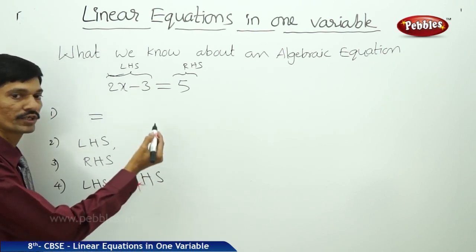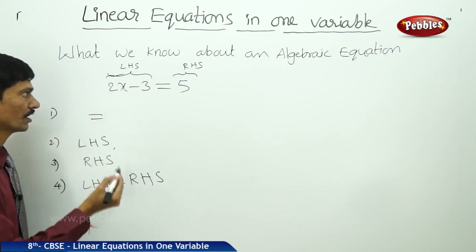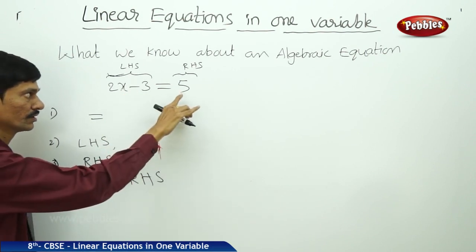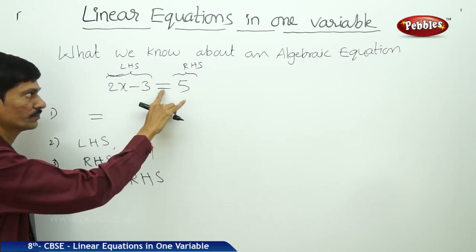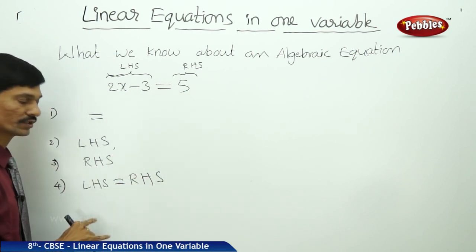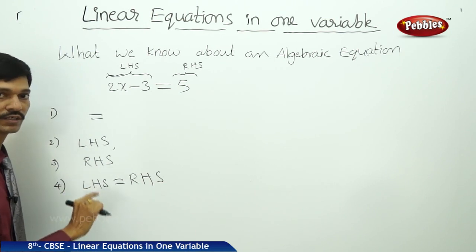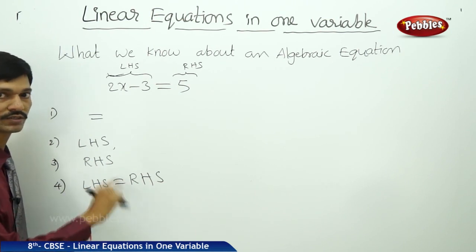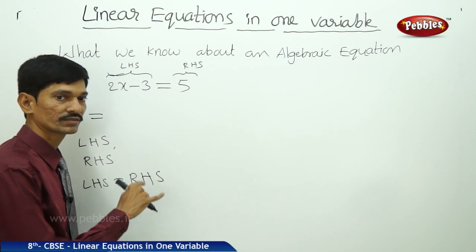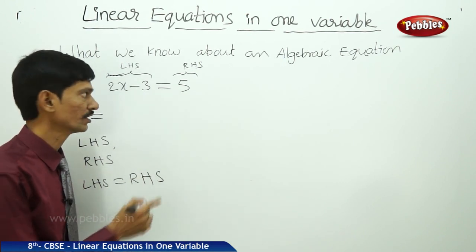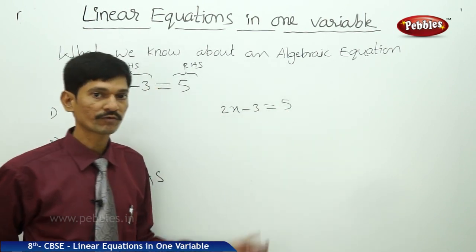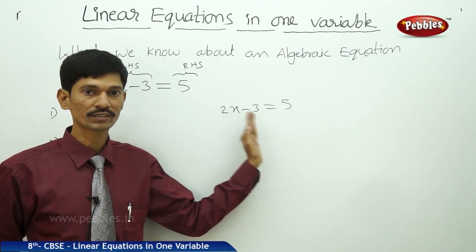Every algebraic equation has an equality sign, and the expression on the left of the equality sign is called LHS. The expression on the right of the equality sign is called RHS. And in any equation, the values of LHS and RHS are equal, means LHS equals RHS. Now in any algebraic equation, LHS will be equal to RHS only for certain values of the variable. Let us take the same example, 2x minus 3 equals 5. So for what value of x are both LHS and RHS equal?